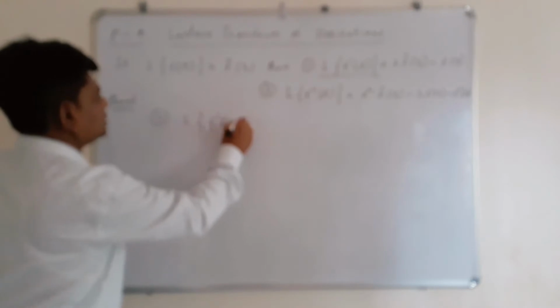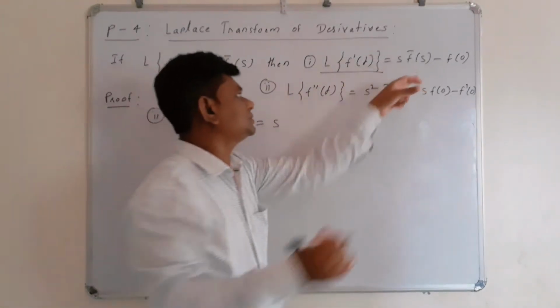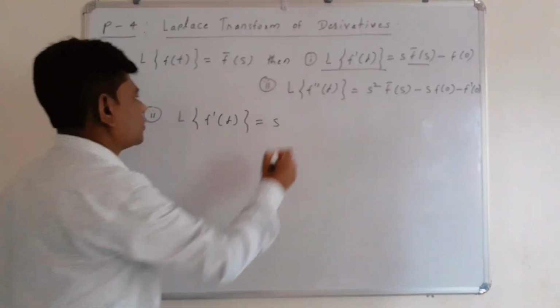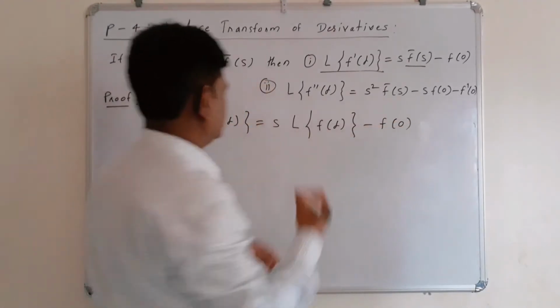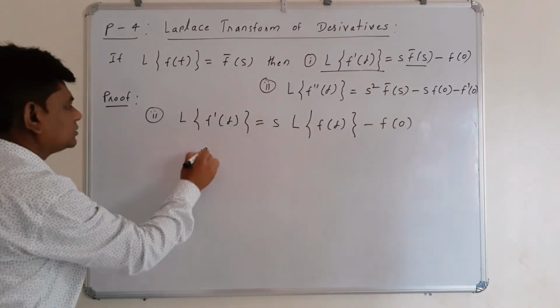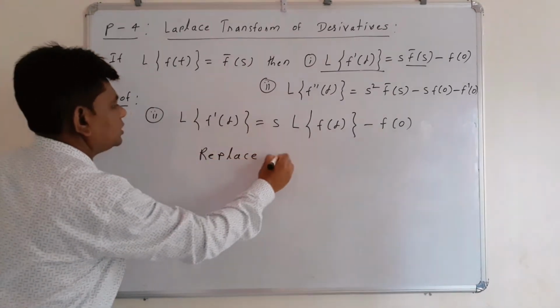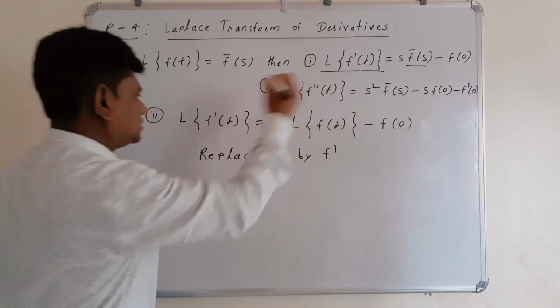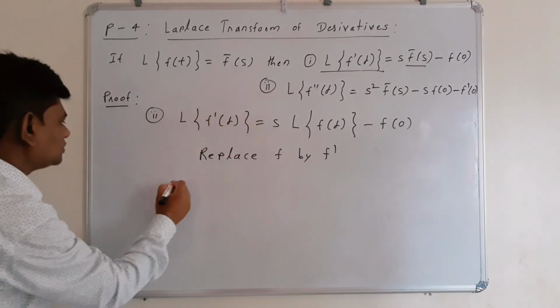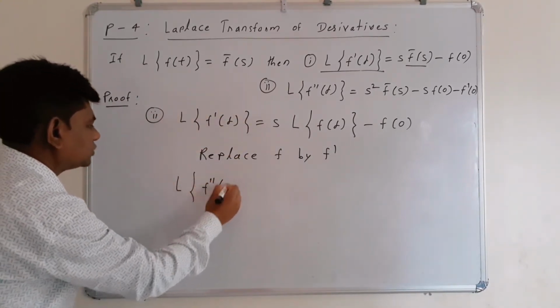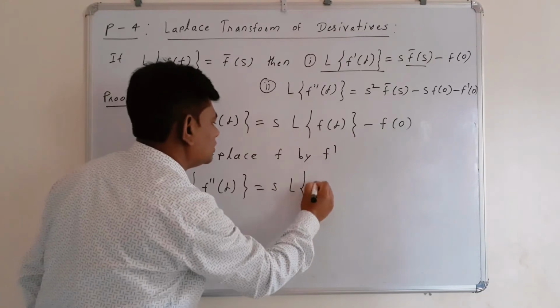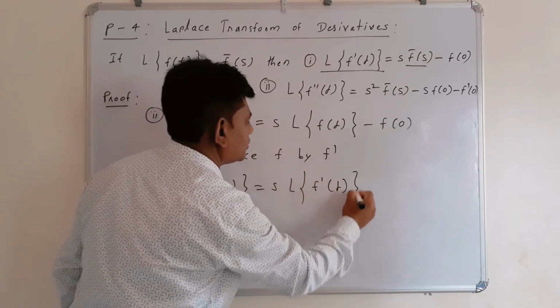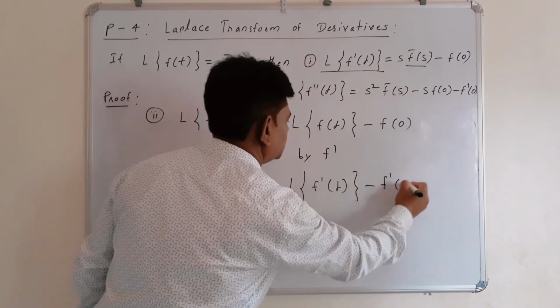So we know that Laplace transform of f'(t) is equal to s times f bar(s), where this f bar(s) is the Laplace transform of f(t), minus f(0). Now, replace f by f', then this becomes Laplace transform of f''(t) is equal to s times the Laplace transform of f', now f'(t), minus f'(0).